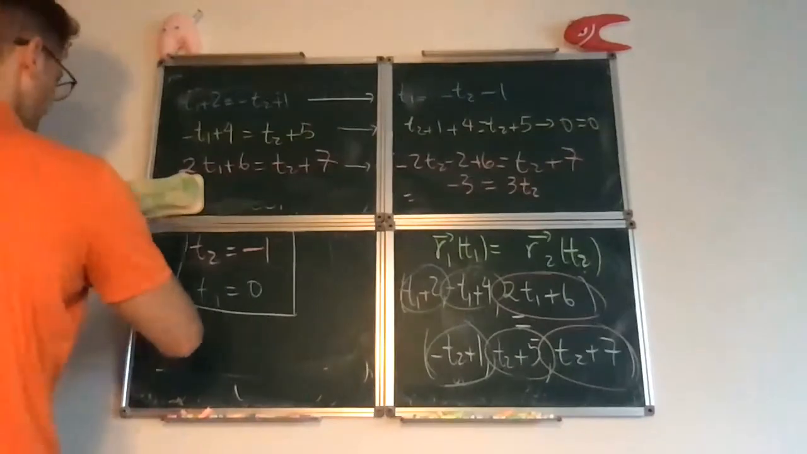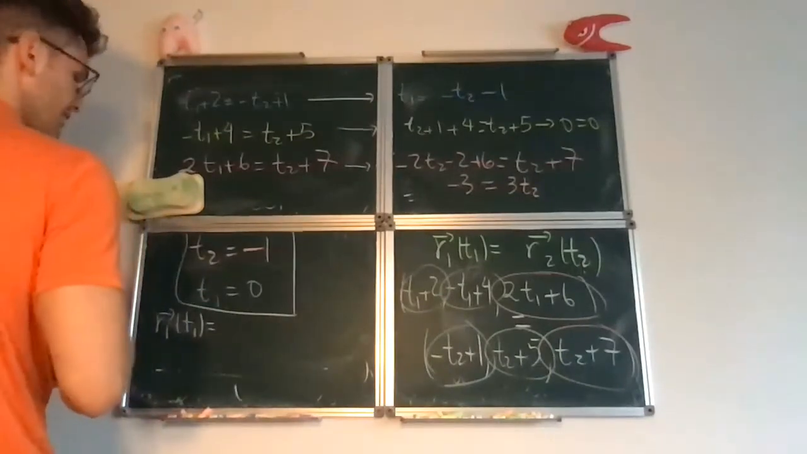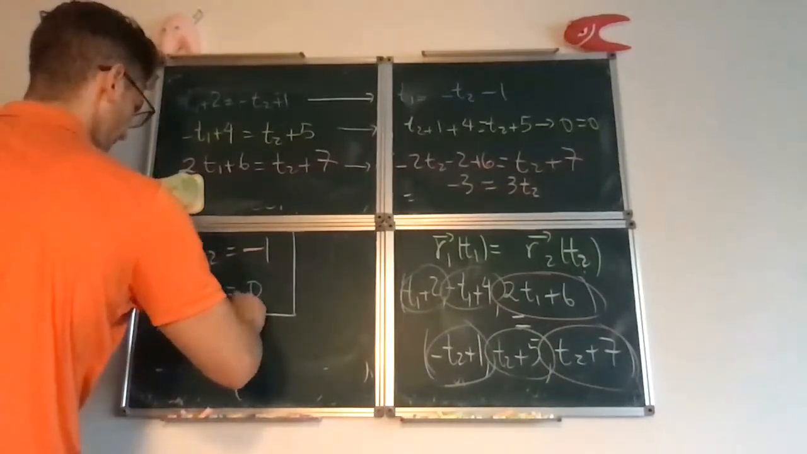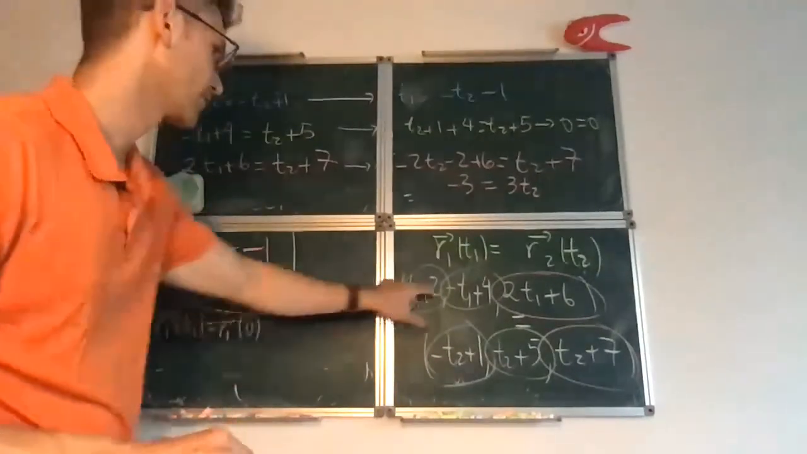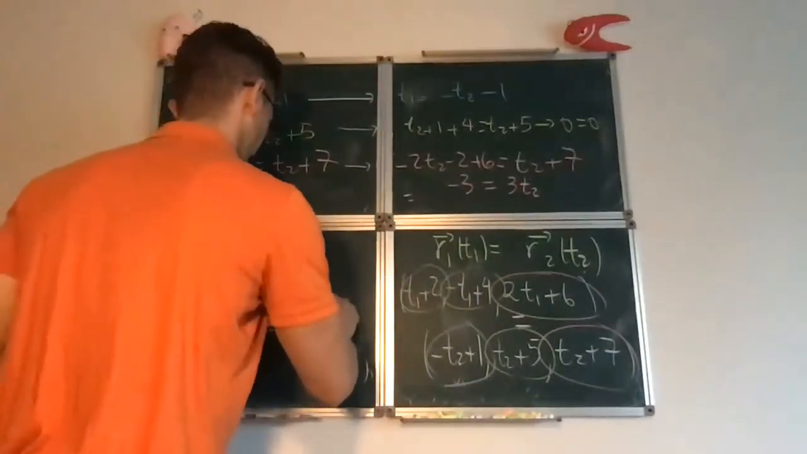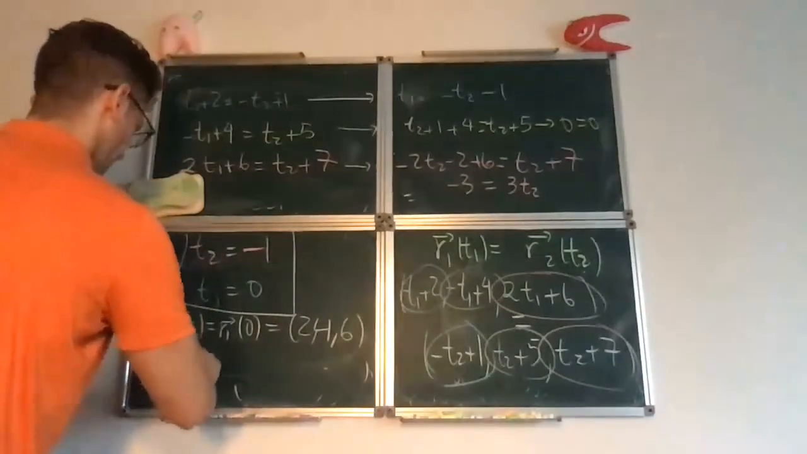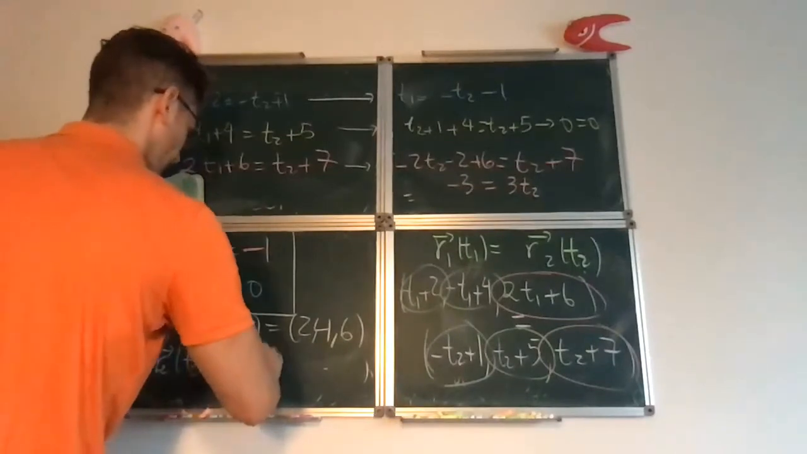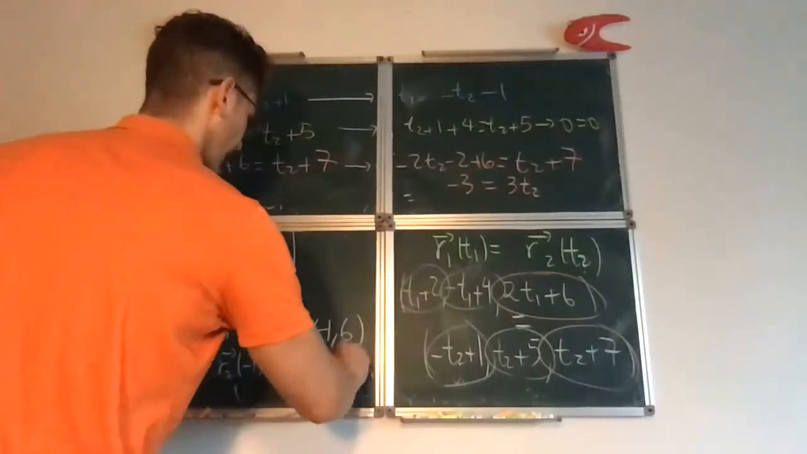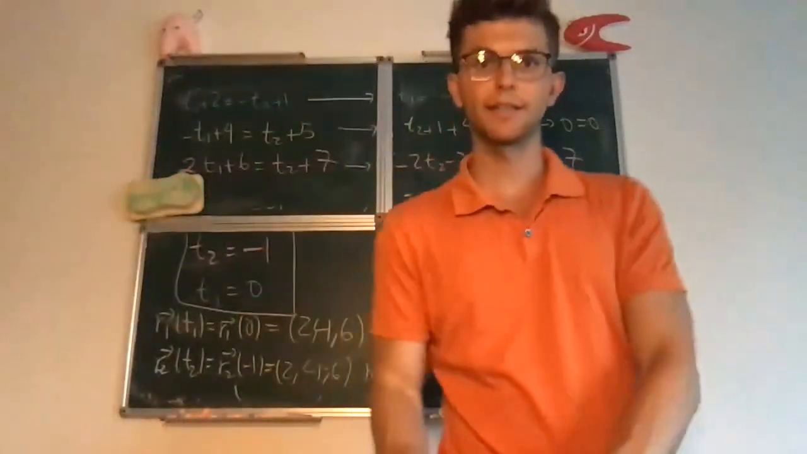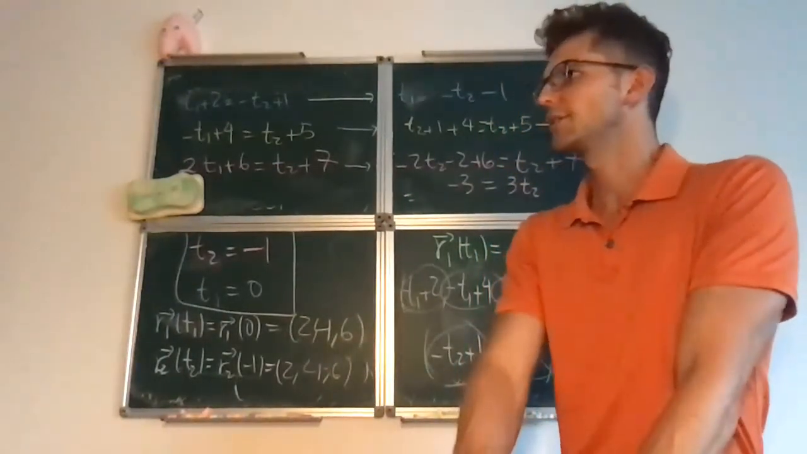And so the point where the lines intersect can be obtained by using any of these values. So for the first equation, you use t1 equals 0, so you get 2, 4, 6. For the second equation, you use time equals negative 1, and you get 2, 4, 6 again. So the system is consistent in the sense that it did not matter which equation you use to find the point of intersection. And that's something useful to keep in mind.